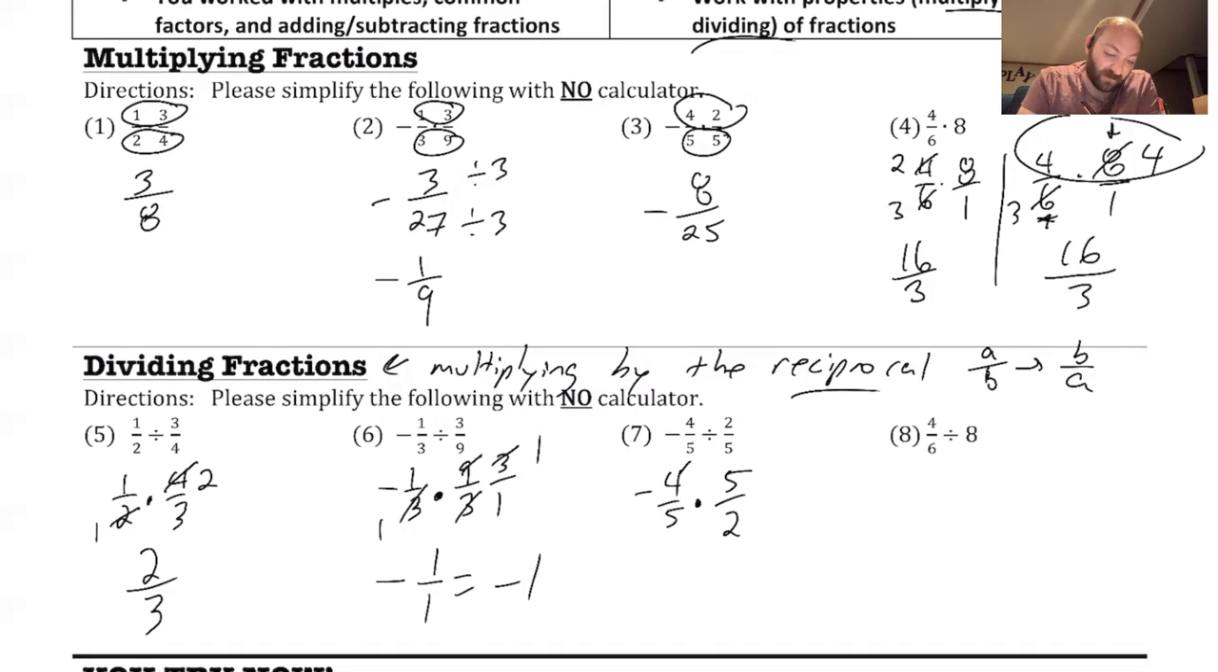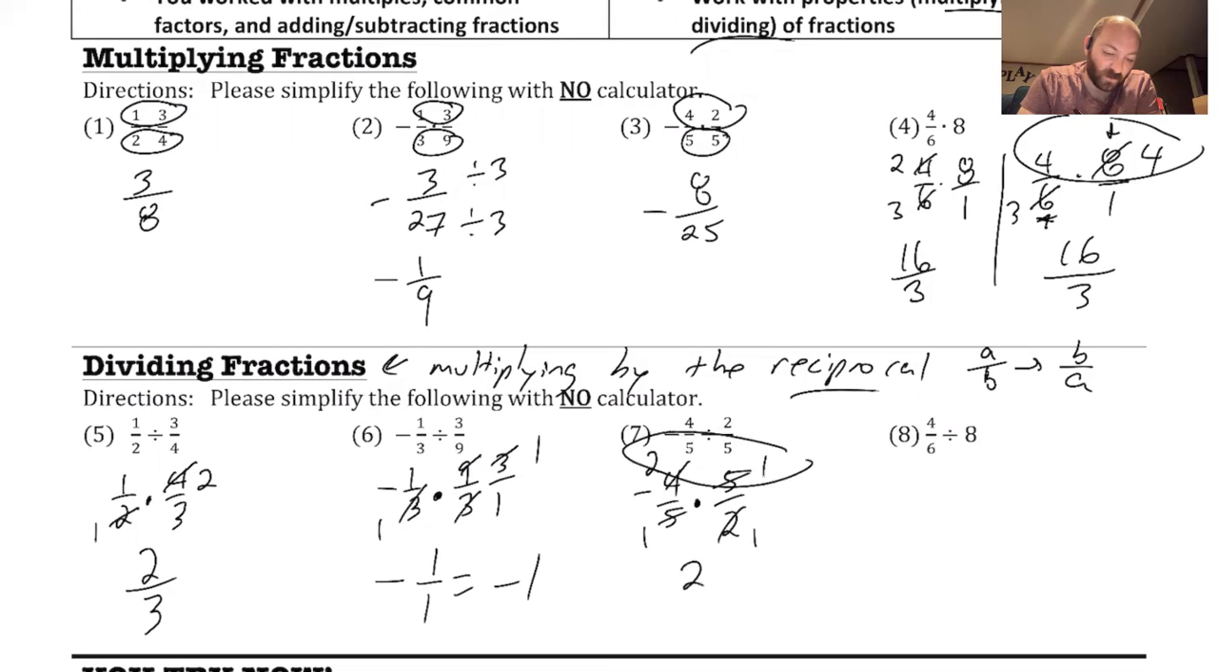So I'm going to look here. I've got 4 and 2 are both divisible by 2. So I'm going to take 2 divided by 2 is 1. 4 divided by 2 is 2. 5 and 5 are going to go to 1 and 1. So across the numerator, I've got 2. Across the denominator, I've got 1. I still have that negative sign. So I have a final answer there of -2.